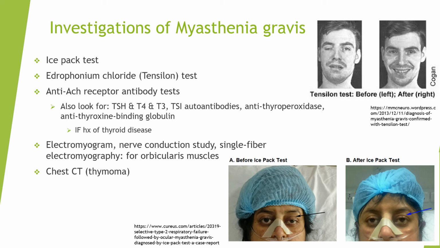Anti-AChR antibody test is the gold standard test to determine that the patient has myasthenia gravis. We should also look for TSH and T4, T3 and TSI to rule out any thyroid abnormalities. Electromyogram, nerve conduction study, and single fiber electromyography for orbicularis muscles can be attained. Chest CT is done to see if the patient has thymoma. One of the therapies for myasthenia gravis is thymectomy.